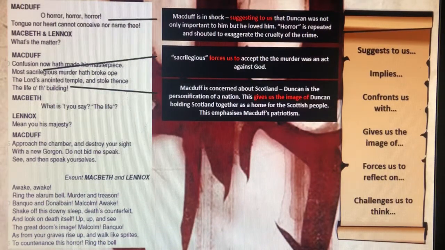Macduff is concerned about Scotland. Duncan is a personification of a nation. This gives us the image of Duncan holding Scotland together as a home for the Scottish people. This emphasises Macduff's patriotism.